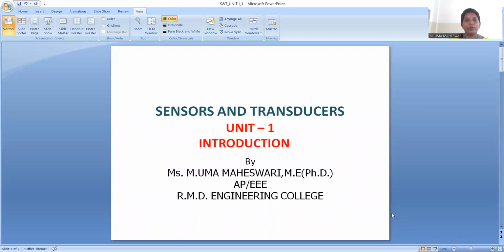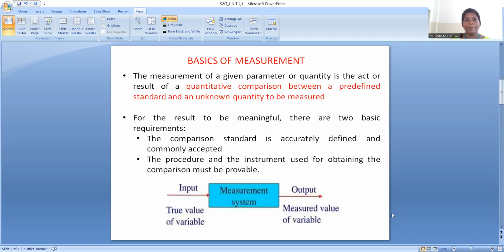In this video, I'm going to give an introduction about the subject Sensors and Transducers. In that, Unit 1 is the introduction part. In this introduction part, we'll discuss the basics of measurement, the block diagram of a measurement system, and the methods of measurement. And we'll go to the functional blocks of the measurement systems.